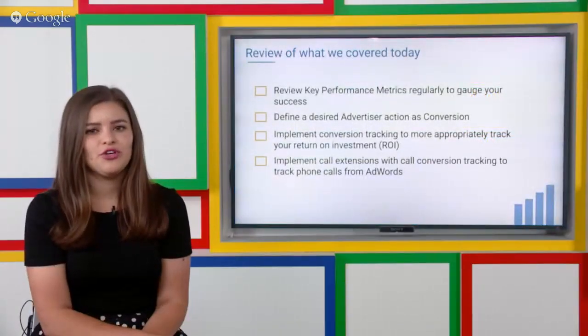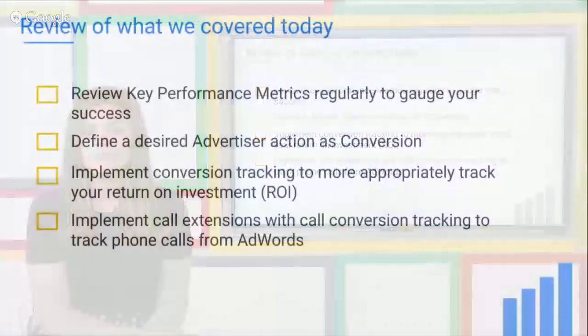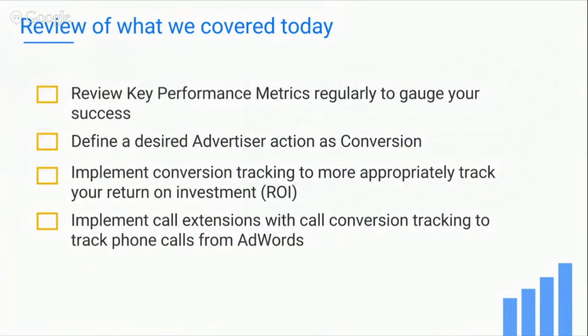So here's just a quick review of what we've covered today. Like I said, you should be receiving this recording in an email following the session. So rest assured, if you need to review anything we've covered, you'll have that at your disposal. But just a quick review here. We talked about key performance metrics and checking them regularly to gauge your success. Also defining a desired action on your site as a conversion. We talked about how to implement that conversion tracking to more appropriately track your return on investment and understand what behaviors users are taking on your site. And then we also talked about call extensions and call conversion tracking, which is a specific type of conversion that you can easily set up with a Google forwarding number.